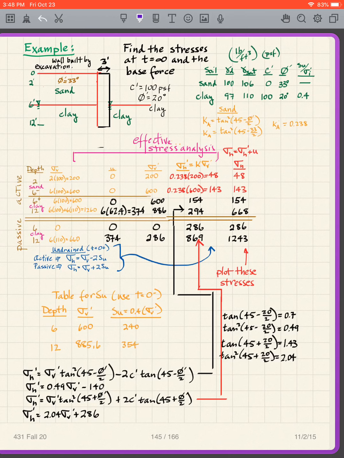For the clay, you can all get the sigma v's. I'm not going to go through that. You can get the u's. I'm not going to go through that. That means you can get the sigma v primes. It's the sigma h primes that we're going to focus on. So when I'm in the active region, I use the active equation. And here's that active equation applied there. We plug in the sigma v prime and we can get those two numbers.